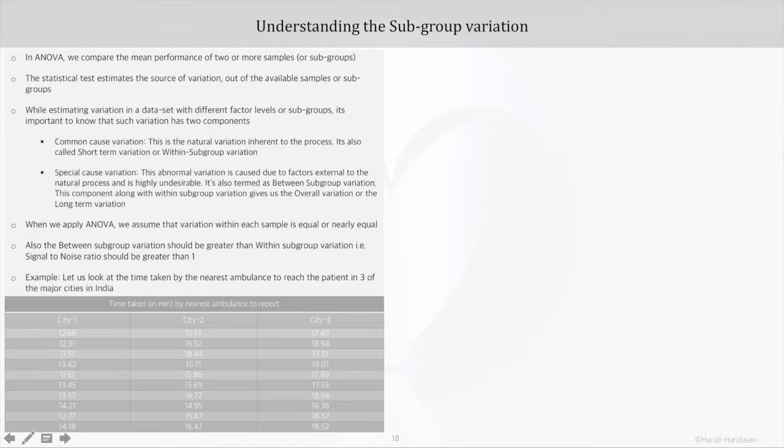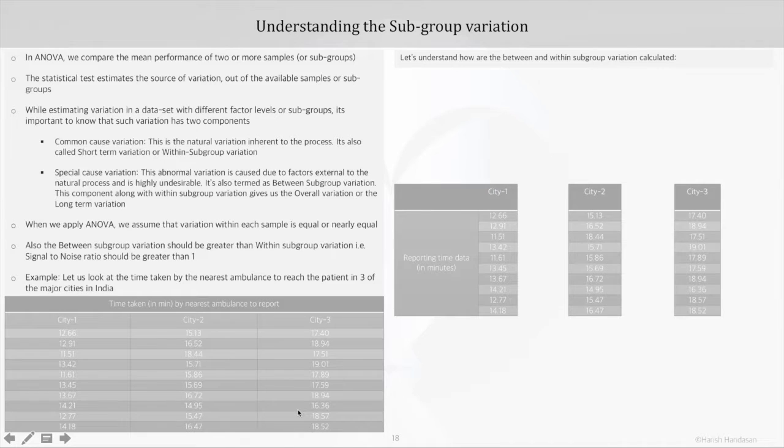Now to understand it better, let us take the example of, let's say, the ambulance response time in 3 cities. Here you can see the response time categorized for 3 cities in these 3 columns. Let's quickly go through the calculations to understand these terms of within and between subgroup variance better. Then it will always stay in our mind as to how these within and between subgroup variance are being arrived at.